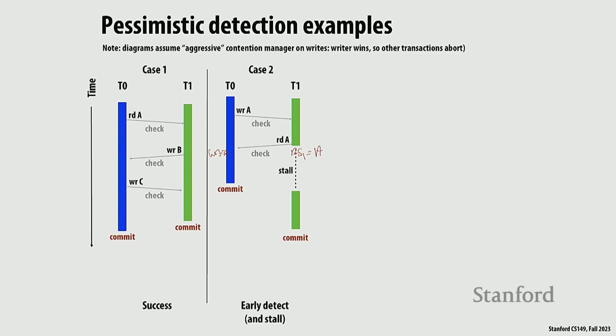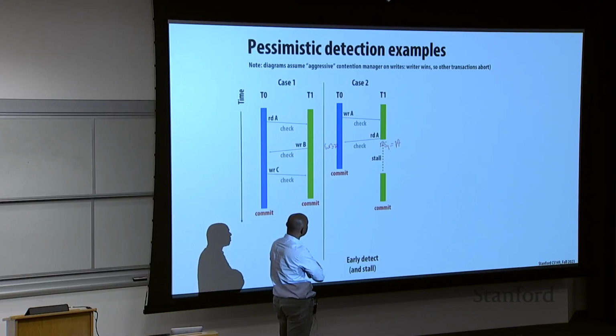But wouldn't that be an issue with A, which is not the fresh value? Well, you've got to read it again. So after the stall, you go back and read it again. Yeah, absolutely, you have to.